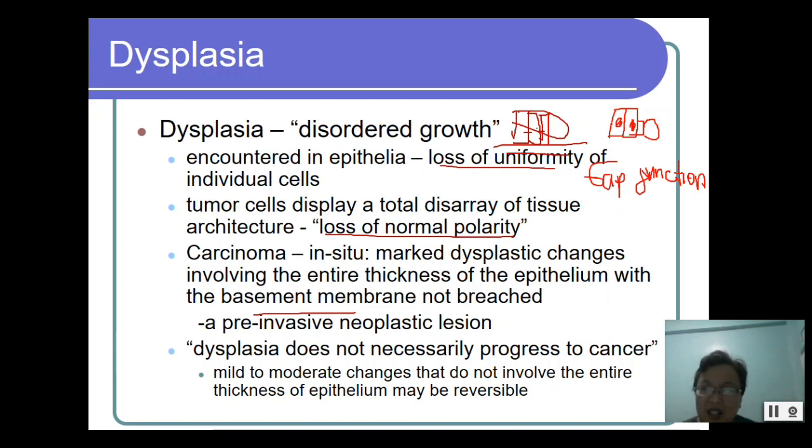They attach the epithelium together. But if the cells lose polarity, they are scattered. Pwede silang scattered from one another. They are separated from one another.